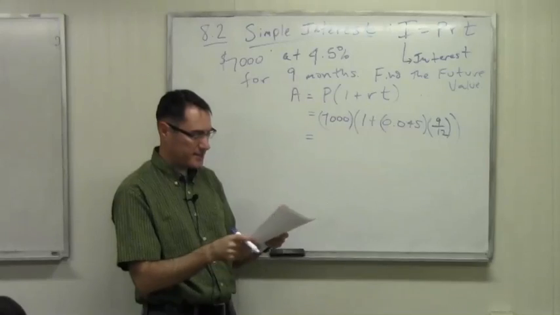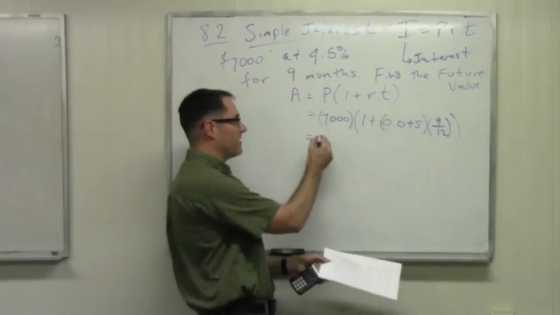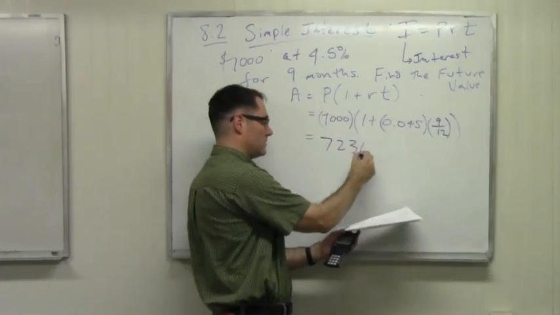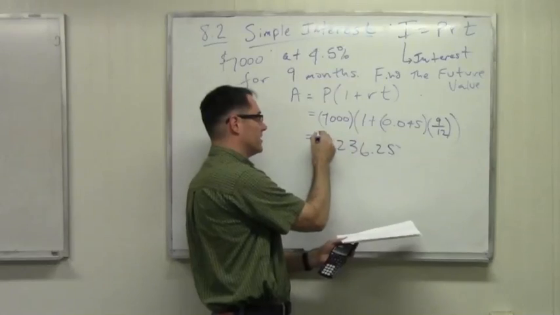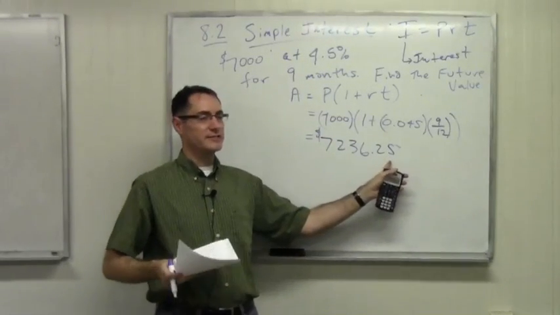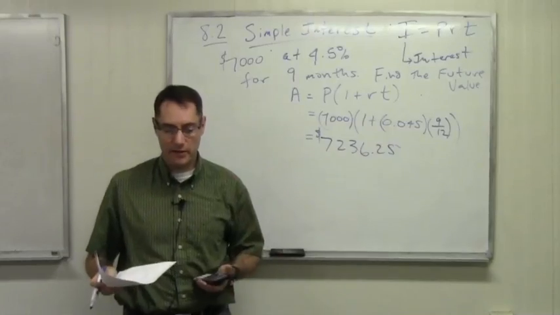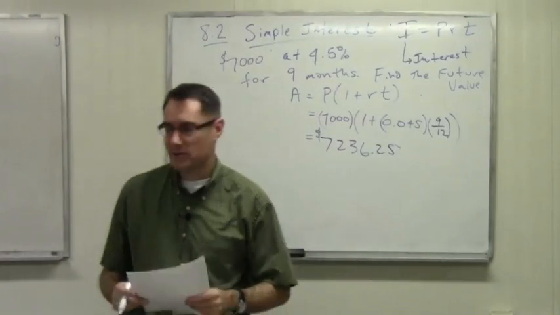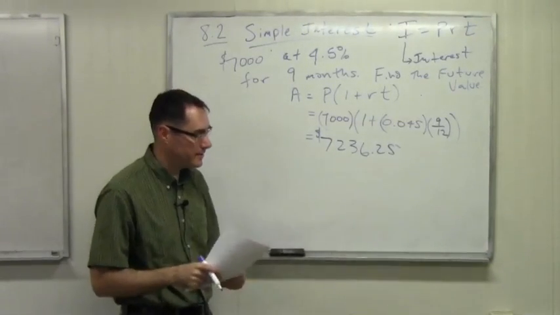And did you guys get $7,236.25? For anything that comes out in dollars, you can round to the nearest cent, even though this one happens to come out evenly in cents. Sometimes it'll come out more. Just round to the nearest cent.